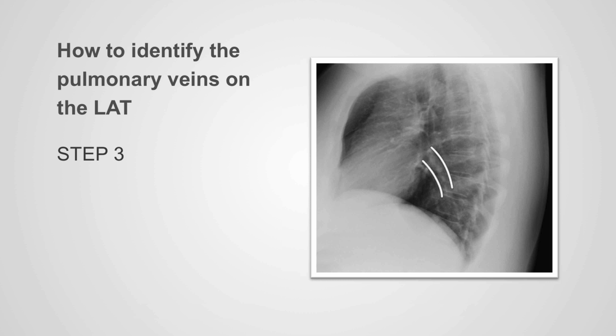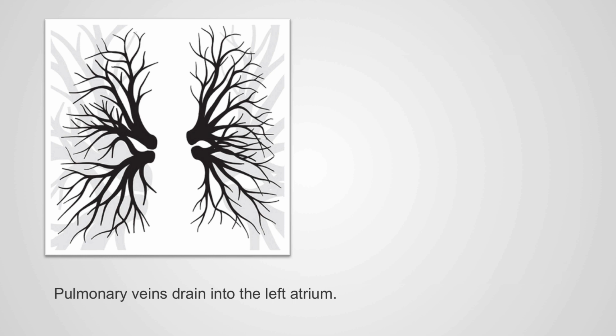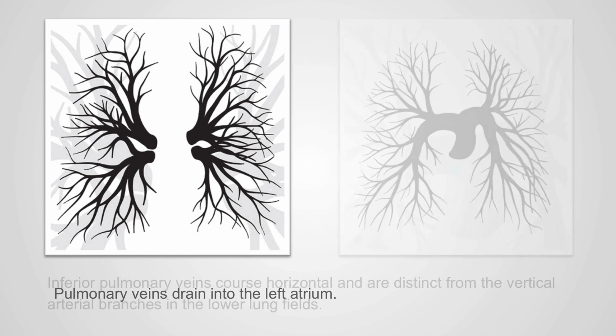inferior pulmonary veins. The superior pulmonary veins, again, are very difficult to identify on the lateral x-ray and will course from anterior and superior posteriorly, and then at the level of the left atrium will extend anteriorly and enter into the atrium itself. So to recap, the pulmonary veins drain into the left atrium.